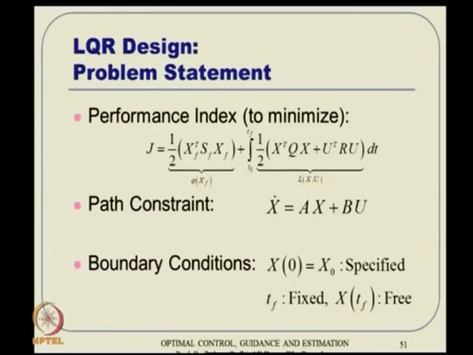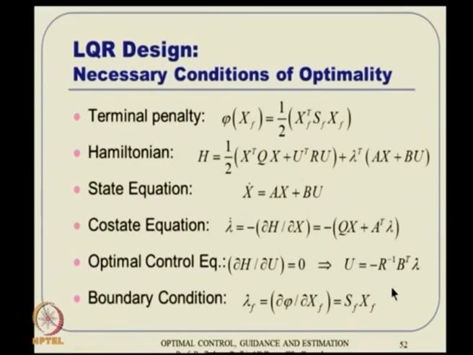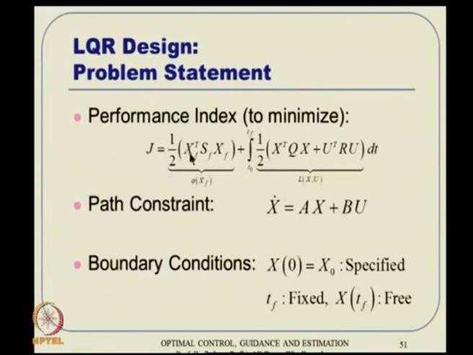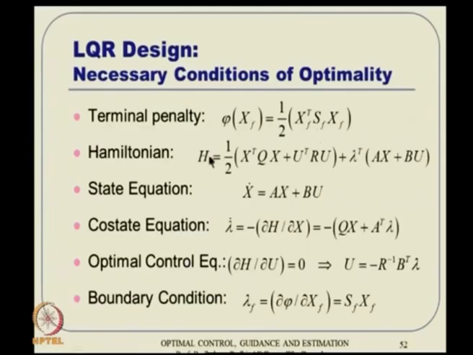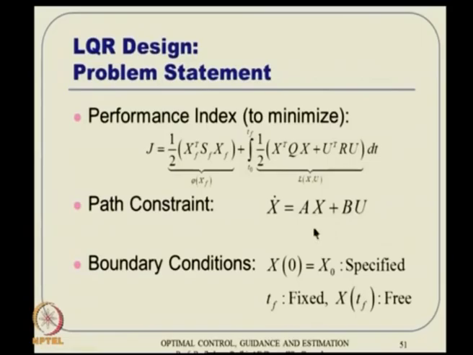The performance index was selected to be quadratic. There was a terminal penalty and a path penalty, all of which are quadratic. Path constraints need to be linear, and boundary conditions are something like this. Okay. So, once you analyze these necessary conditions, we observe that phi of xf is this one, and L of x is this one. So, the Hamiltonian is L plus lambda transpose f. The L part is this, and lambda transpose f is nothing but this part. Okay, x dot is f of x, u, so Ax plus Bu.